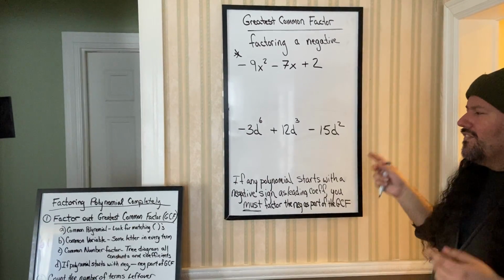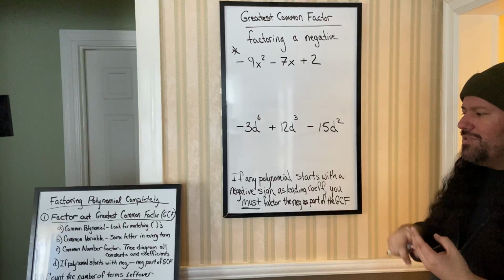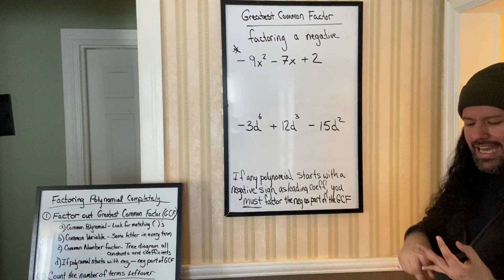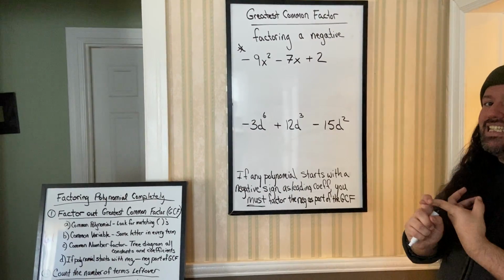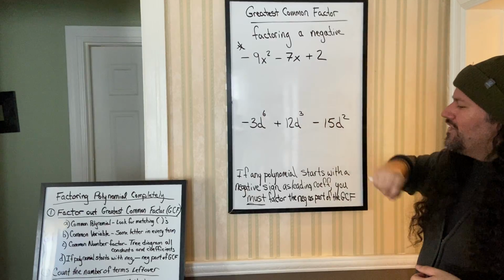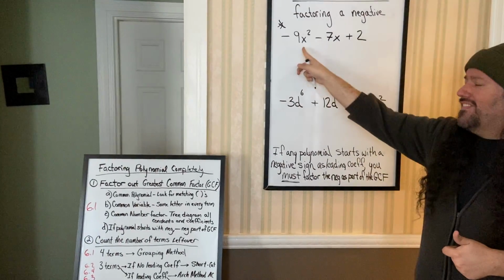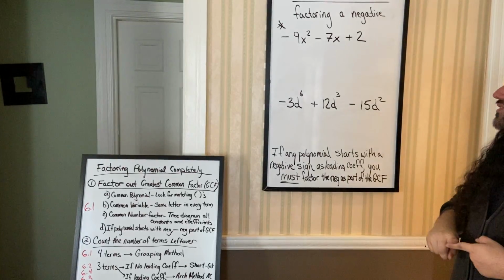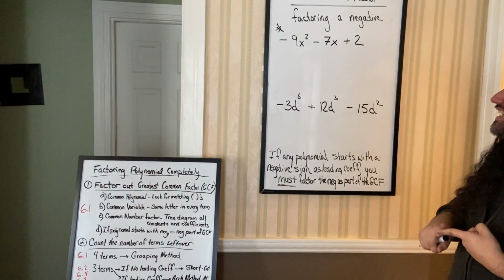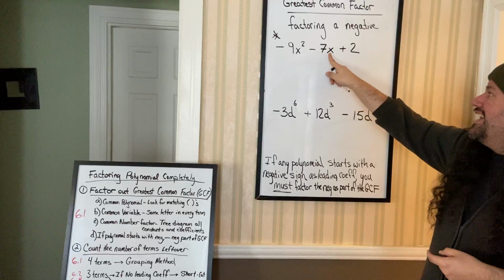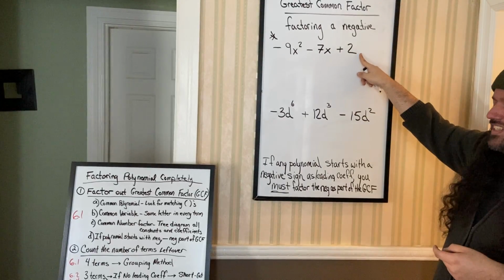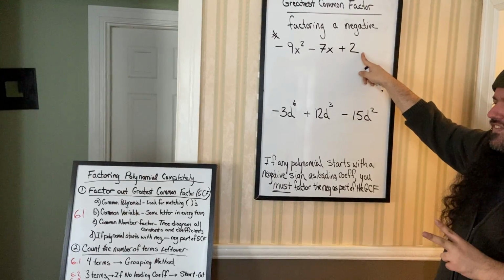So remember, when you do your GCF, you should be always asking yourself A, B, C, and D. So ask yourself A, do we have matching set of parentheses? No. B, do we have the same letter in every term? X, X, no X. So we don't have a common variable.